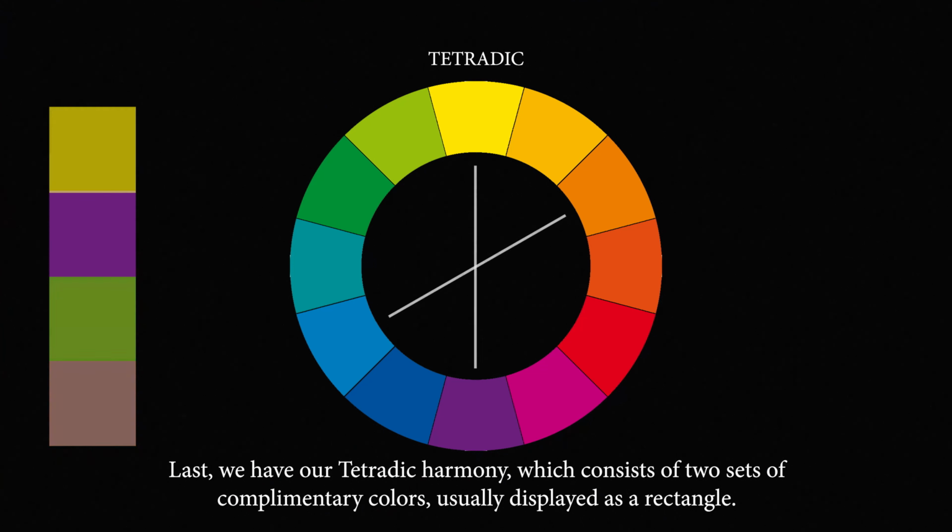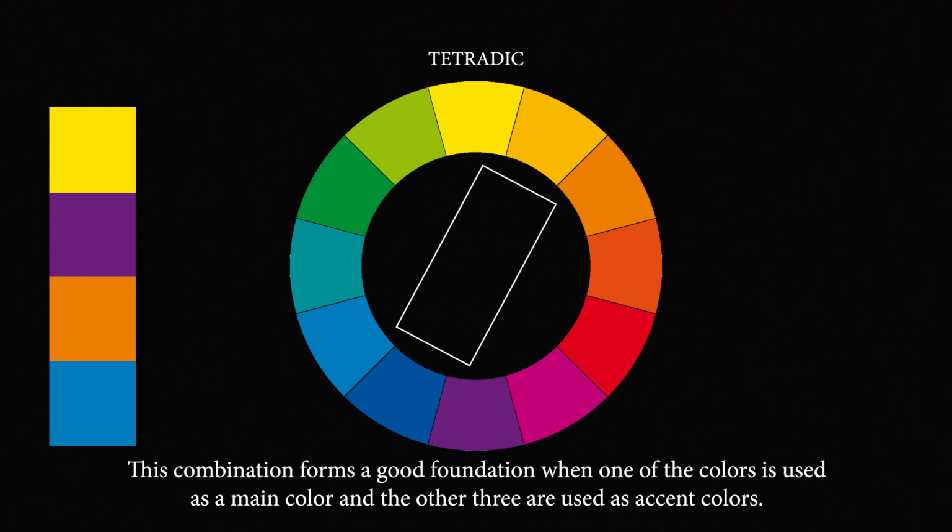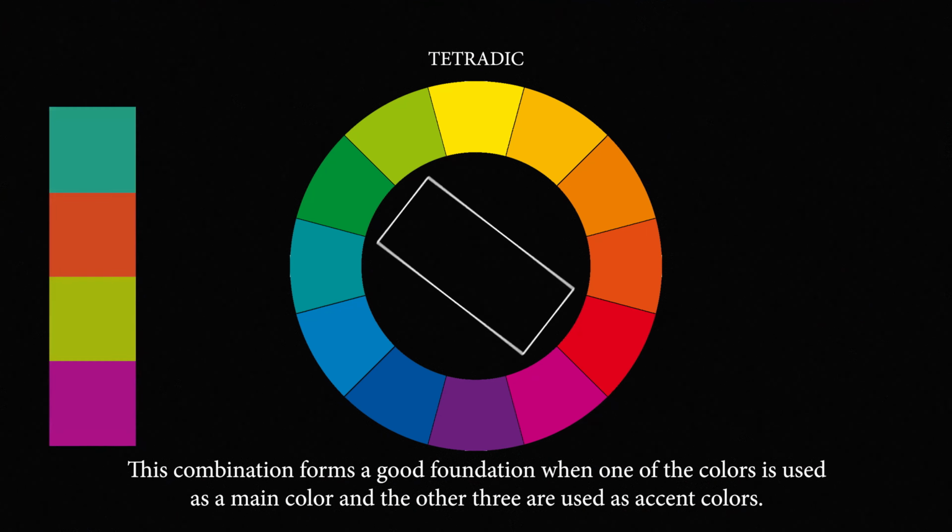Last, we have our tetradic harmony, which consists of two sets of complementary colors, usually displayed as a rectangle. This combination forms a good foundation when one of the colors is used as a main color and the other three are used as accent colors.